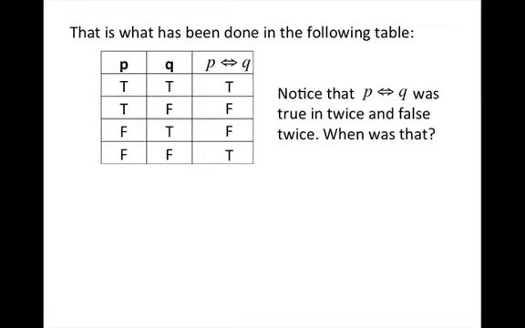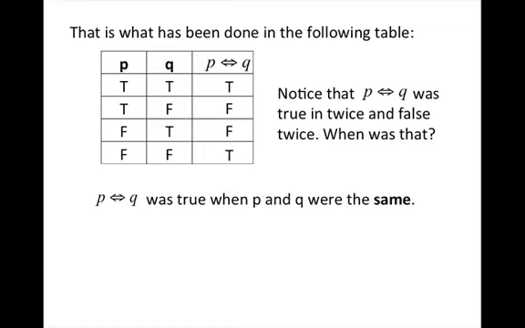Now this is a lot of work, and I don't really want to have to do the two implications every time I have a biconditional. So let's look at how that biconditional compares to my original P and Q. So I've taken out the two implications. So if you remember, P implies Q was true, false, false, true. Notice that the P if and only if Q was true twice and false twice. So we want to look at when that was. The biconditional was true when P and Q had the same truth values.